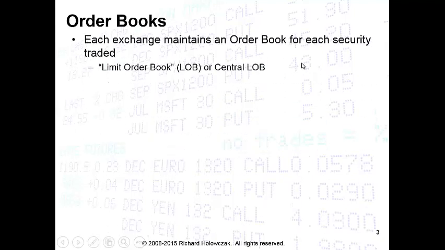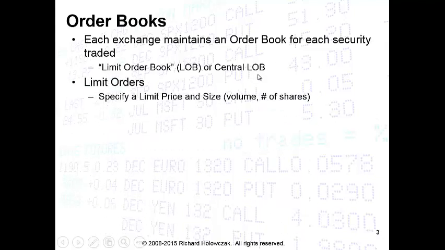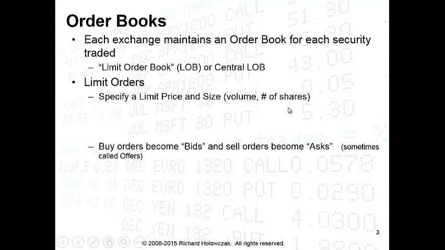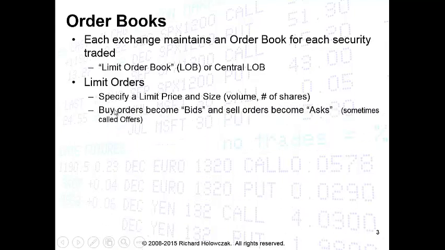So first up, if you've reviewed the limit order book video, you know that each exchange maintains an order book for each security traded. This is sometimes called a limit order book or a central limit order book. And with limit orders, a trader will specify a limit price and a size, that is the volume or number of shares or number of contracts they're looking to buy or sell. They'll specify whether it's a buy or a sell order. Buy orders become bids, sell orders become asks. Sometimes those are called offers.